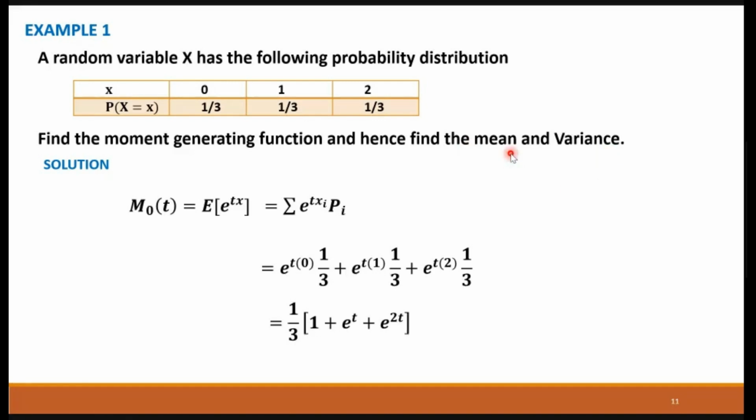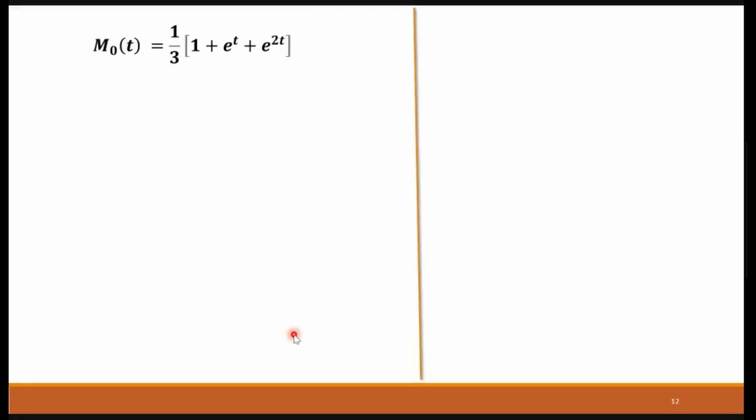तो mean निकालने के लिए we know that mu1 dash is the mean. That is the raw moment. तो mu1 dash is the mean मतलब हमको ये function को differentiate करना है with respect to t. तो अगर हम इसको differentiate करेंगे with respect to t, I will get 1/3 is the constant, 1 का derivative 0, e raised to t का derivative e raised to t, and e raised to 2t का 2 e raised to 2t. So we have this function.